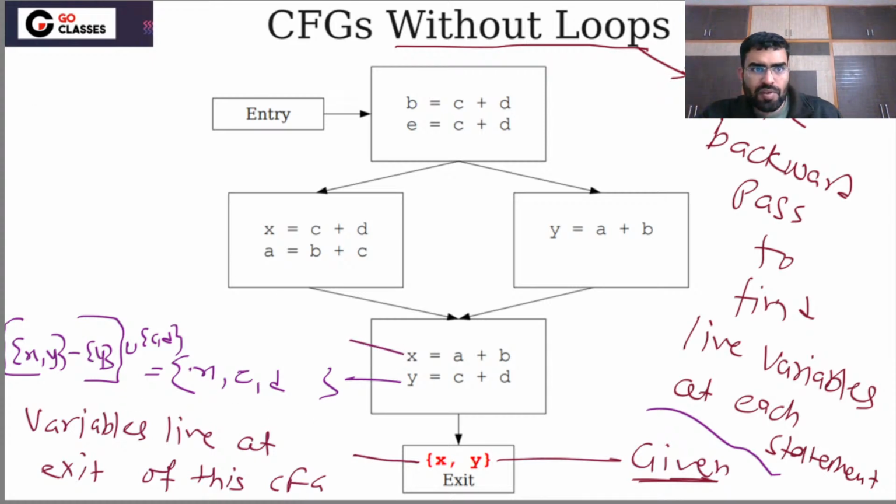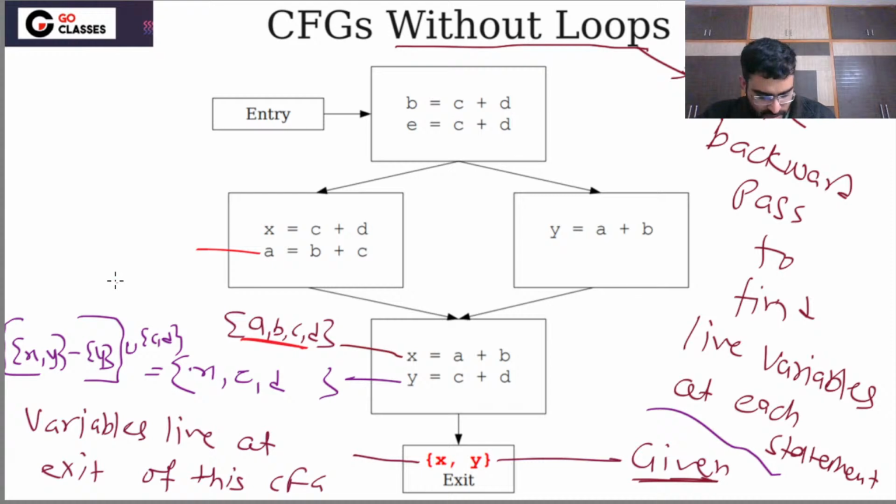Now at this next statement, what will be the live variables? They will be A, B, C, D. Yes or no? A, B, C, D, correct? Is this clear to everyone?